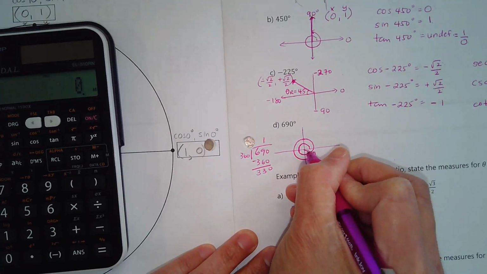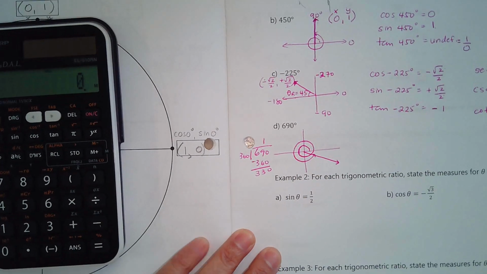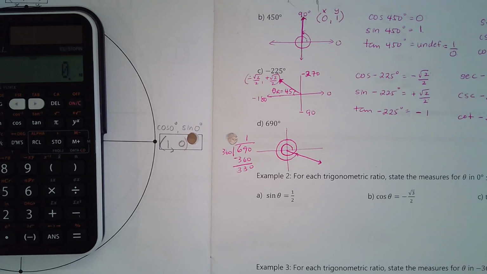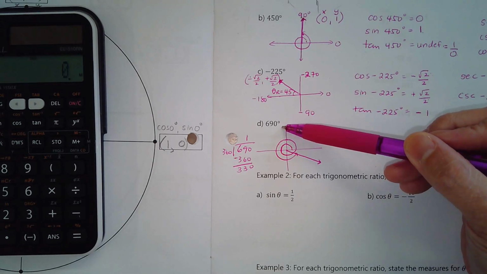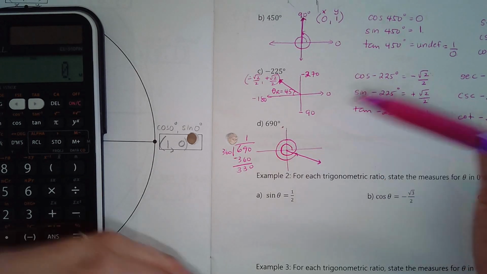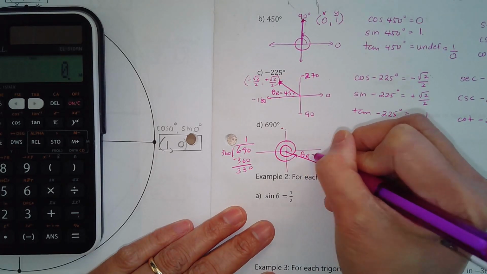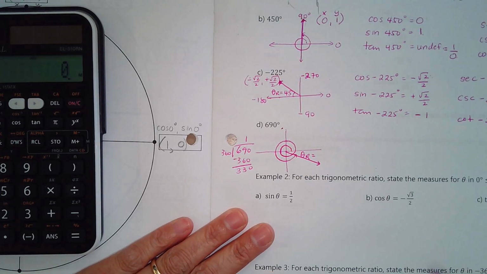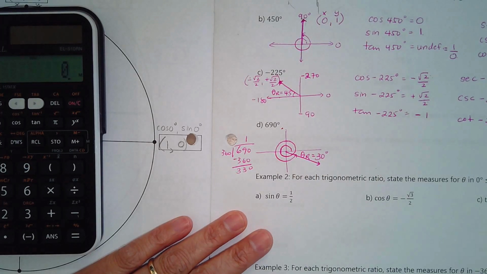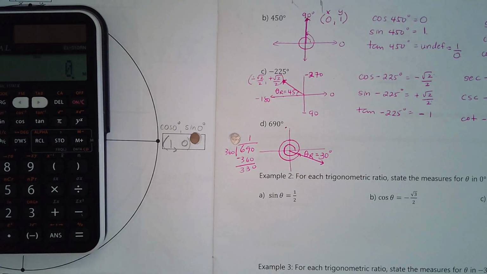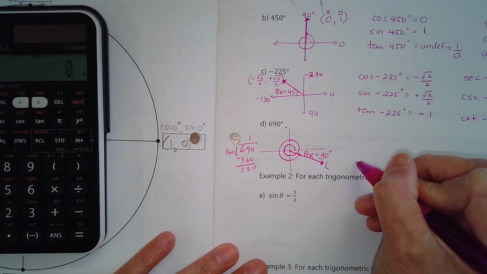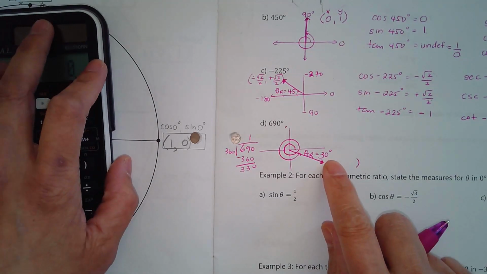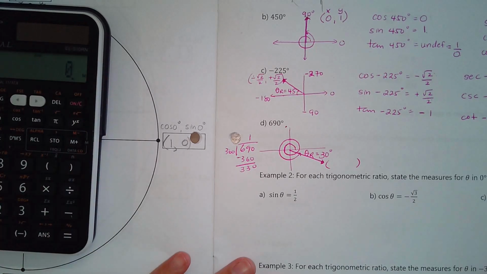So our terminal arm is in quadrant 4. Okay. So the angle in standard position is 690 degrees. What's our theta r? 30. Yeah, 30 degrees. So our reference angle is 30 degrees. What would be our x and y components of that? So 30. Okay.